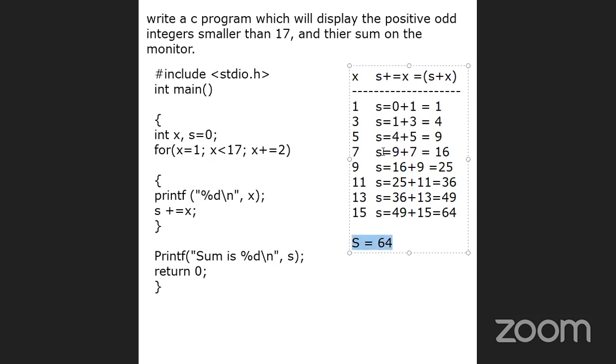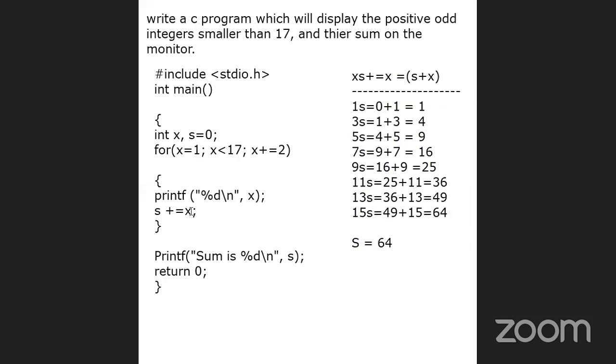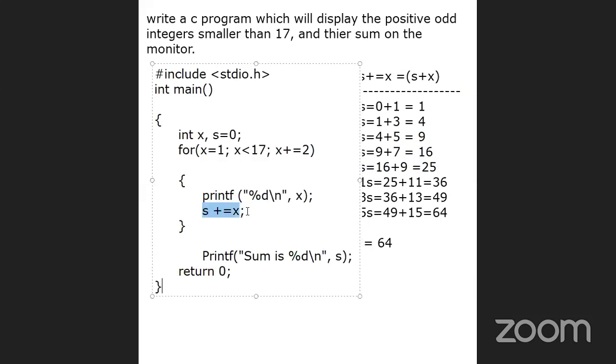So this program is going to give you this result. And that's the reason we wrote in this s there, because each time the iteration happens, we get a new value of s. For every iteration that happens, we get a new value of s, until we find the final value of s, which is 64.